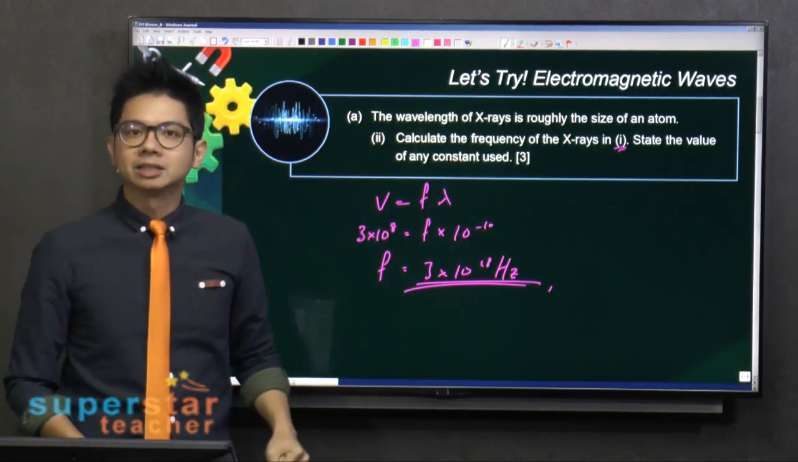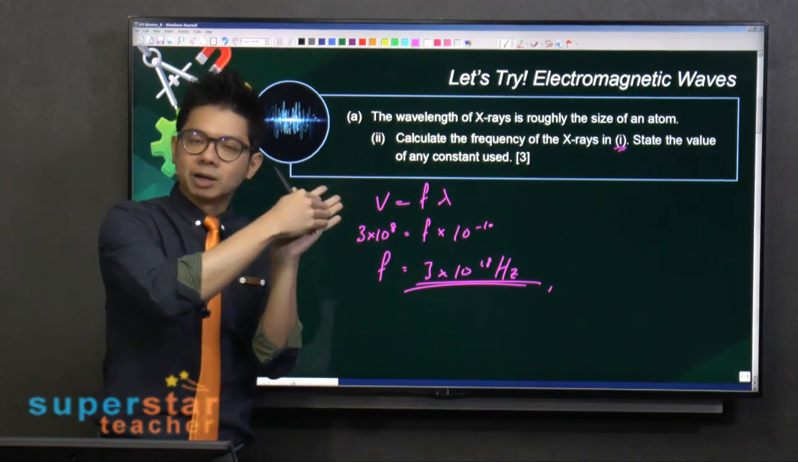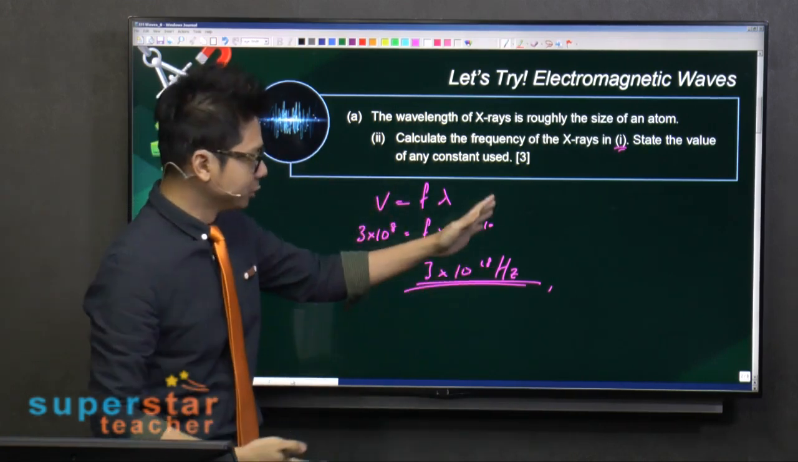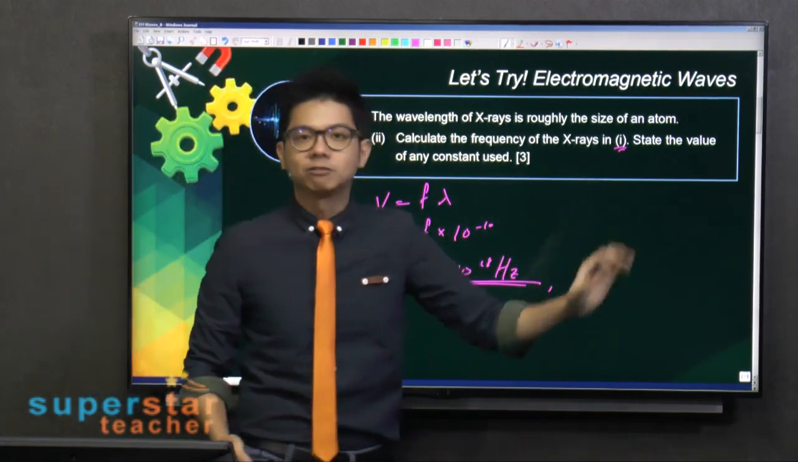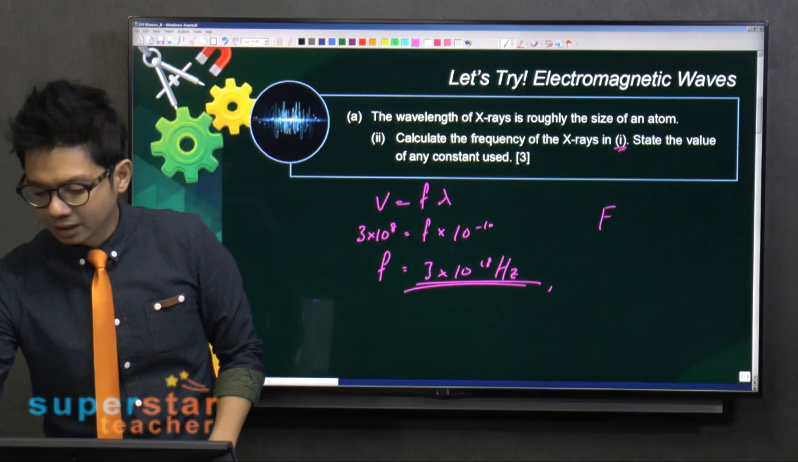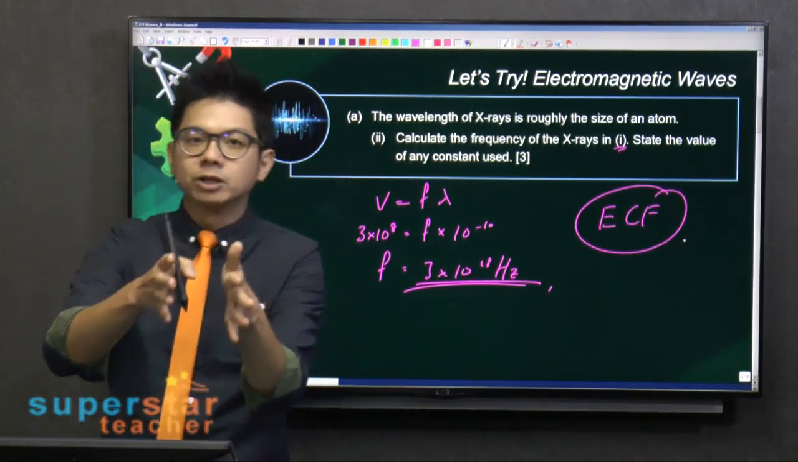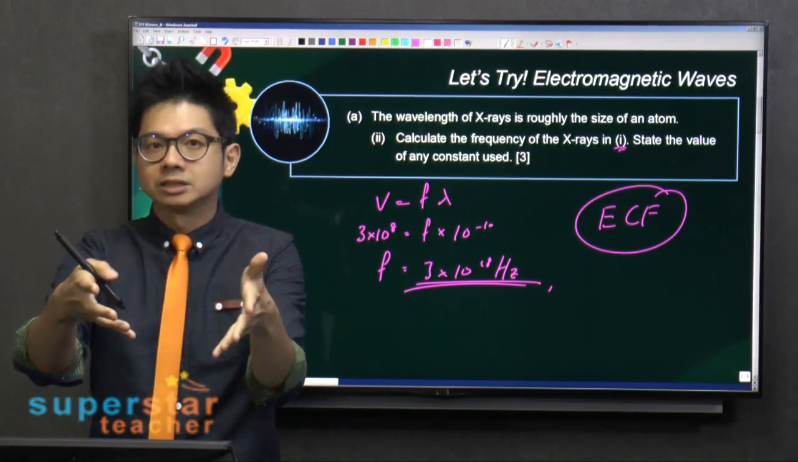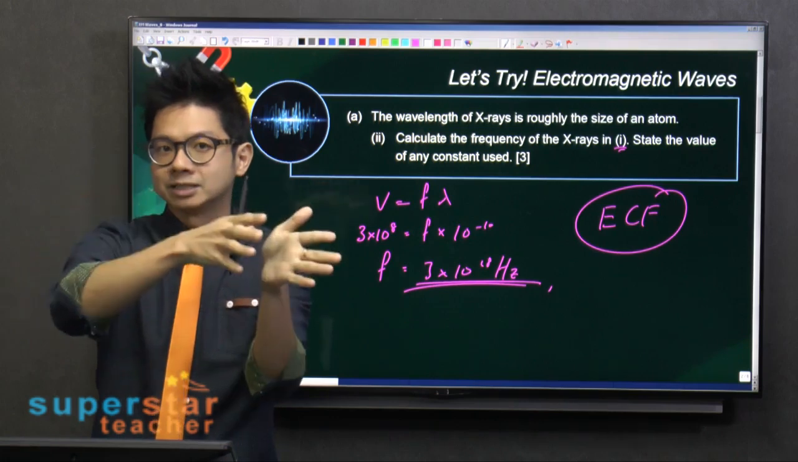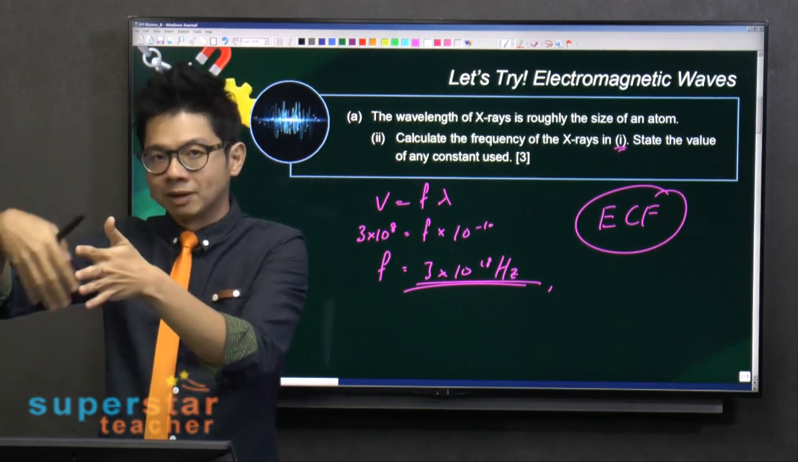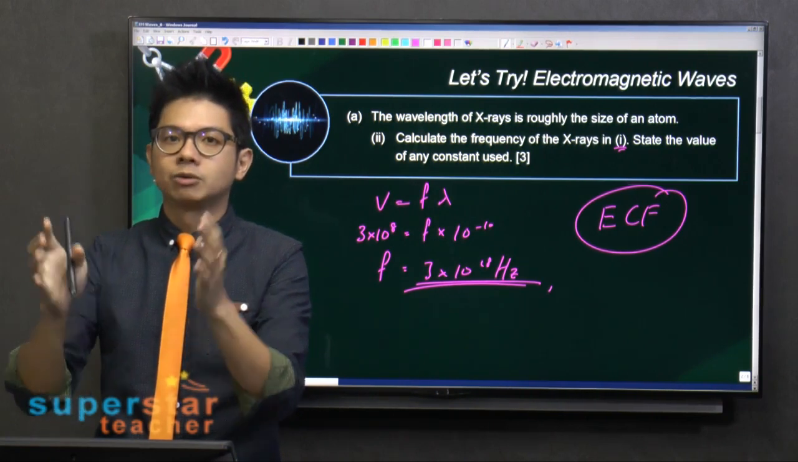You'll get the wrong answer, but you get the wrong answer because part 1 was wrong. If your method for part 2 is correct, and you use the wrong answer from part 1, although you get a different answer, you still get full marks. That is called error carry forward. Although part 1 you don't know and give a wrong answer, they penalize you because they mark part 1 wrong. But for part 2, if you use the same answer and your method is correct, they will give you the full mark.